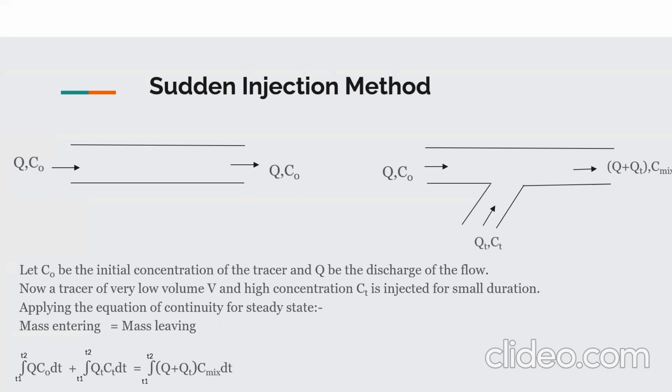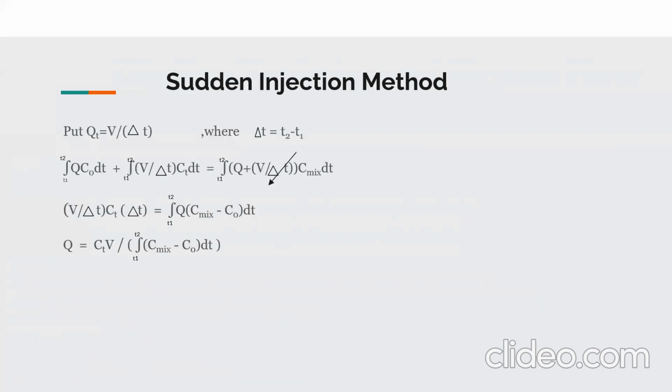Now again we would apply the principle of continuity for steady state, where the mass of tracer entering should be equal to the mass of tracer leaving for that period of time. We can calculate that mass by integrating the mass per second with respect to time from T1 to T2.